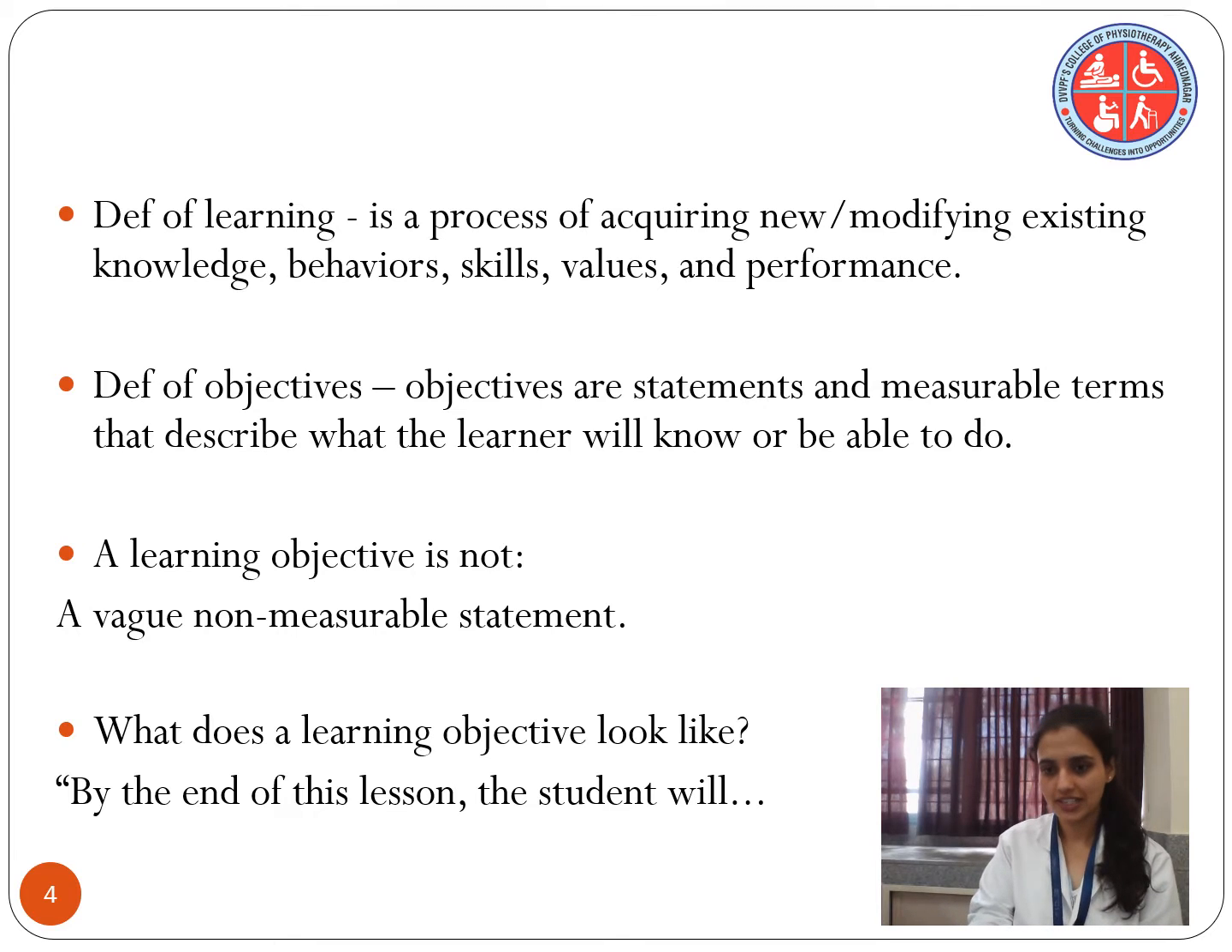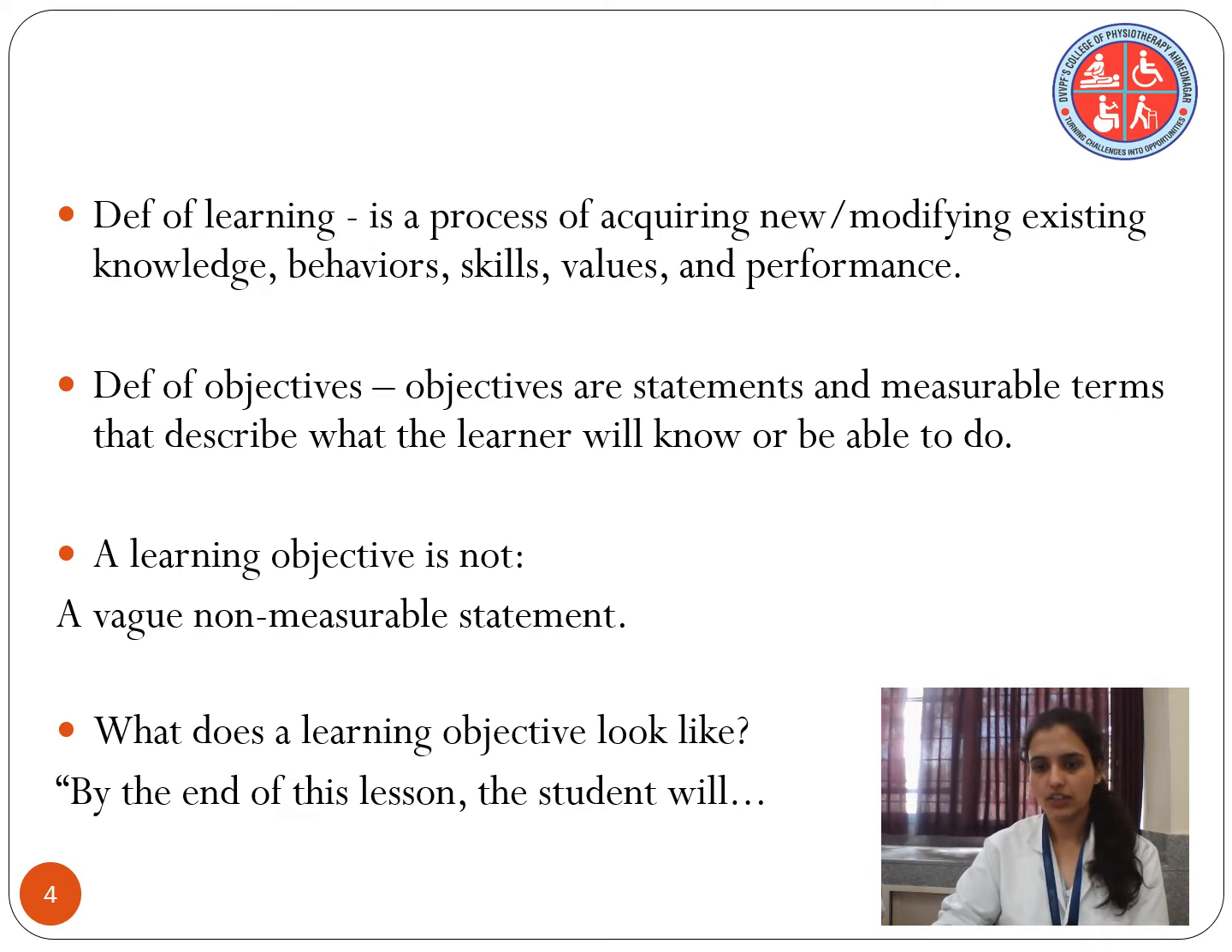Then we will start with the definition of learning and what objectives mean. So what is learning? It is a process of acquiring new or modifying existing knowledge, behaviors, skills, values and performance. What are objectives? Objectives are statements, in measurable terms, which describe what the learner will know or be able to do.